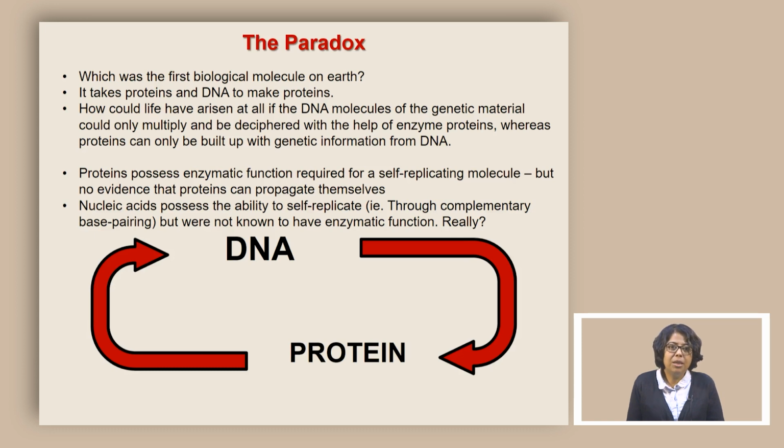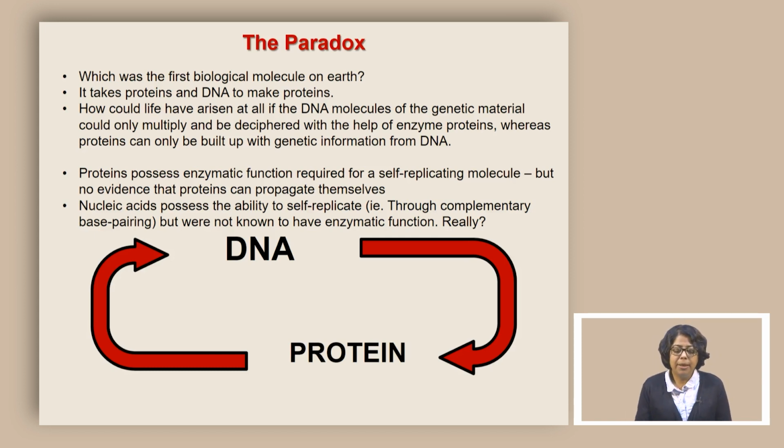It is important to know because we now know that it takes both proteins and DNA to make proteins. DNA stores information, and proteins are important to create further development of information and to create DNA. So, it is a loop, and the question is, when the loop was not there at the beginning, where do you start from? Do you start from DNA or do you start from protein? Was the first biological molecule on earth a DNA or a protein? Because that is what we know about the central dogma of molecular biology.